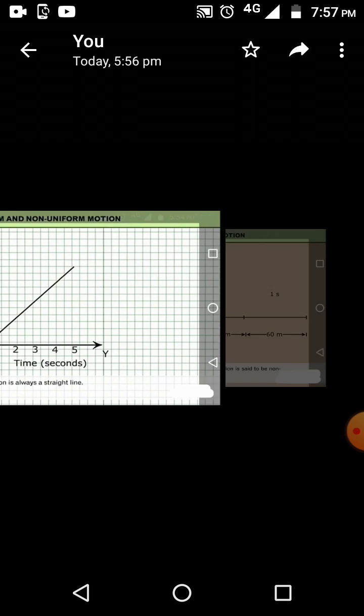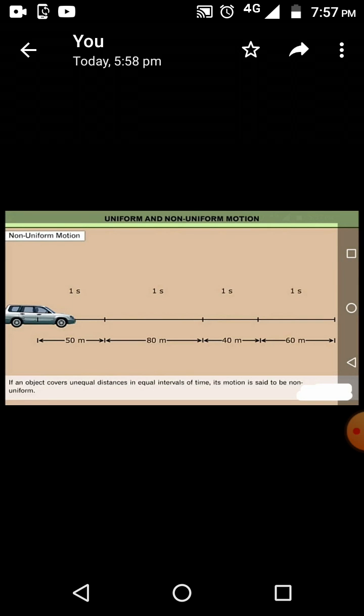Now, second, non-uniform motion. If an object covers unequal distances in equal intervals of time, its motion is said to be non-uniform.